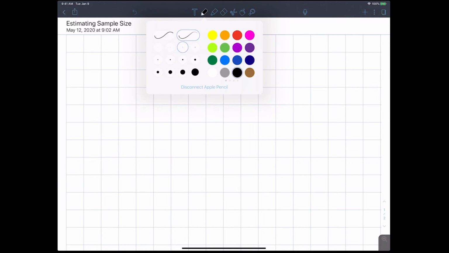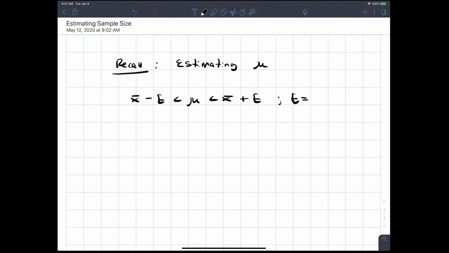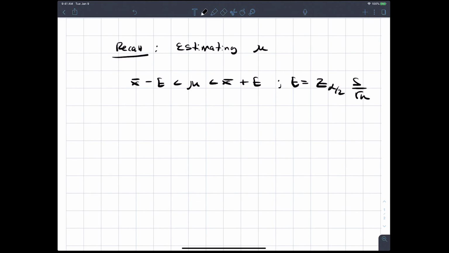Let's recall here and write this down. I want you to recall that when you were first estimating a mean, we had the format: sample mean minus the error, less than the true mean, less than the sample mean plus the error. And the error was z alpha over 2 times s over the square root of n. Here is your error formula. So here's what we're going to work with today.